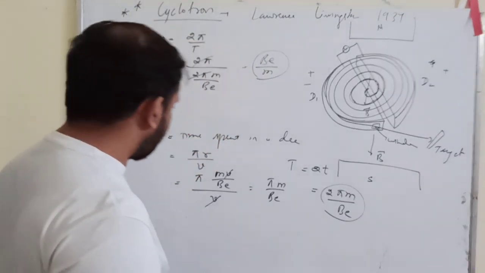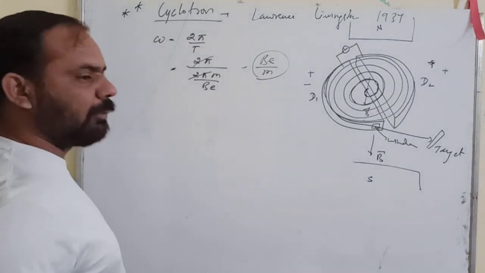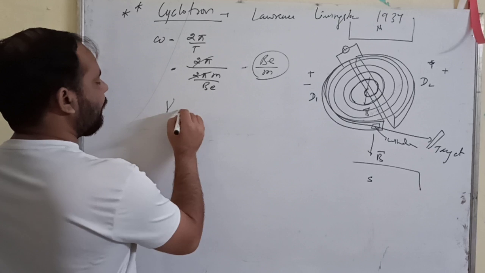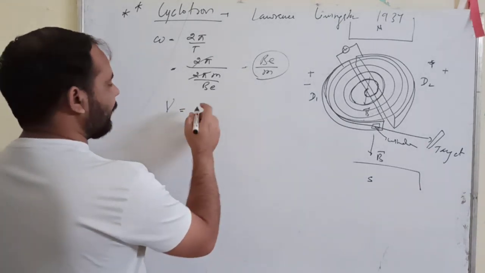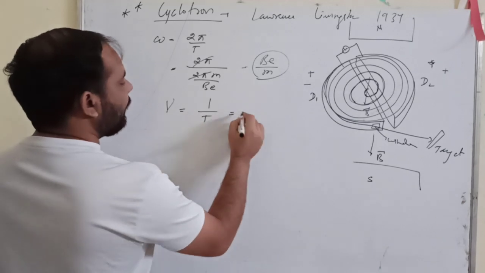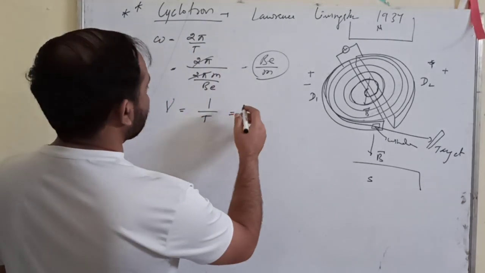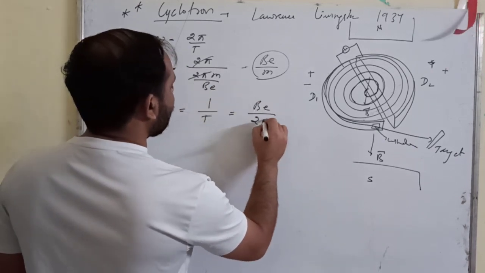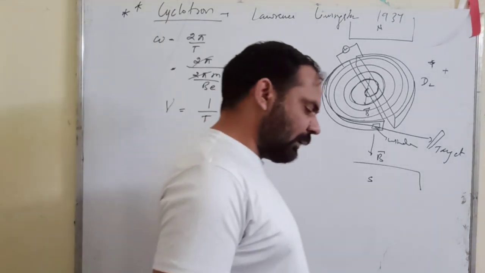Now how many revolutions will it make in unit time, means in 1 second? That is the frequency. How many revolutions in 1 second will it make? It will be equal to 1 by T. Now T was equal to 2 pi m upon Be, so frequency is Be upon 2 pi m, which is also constant.